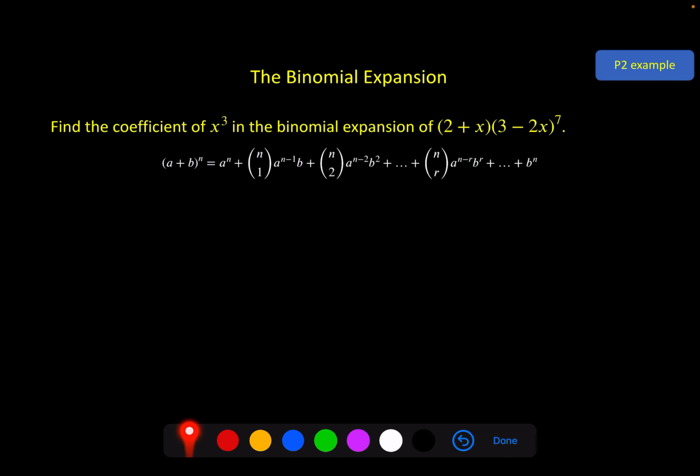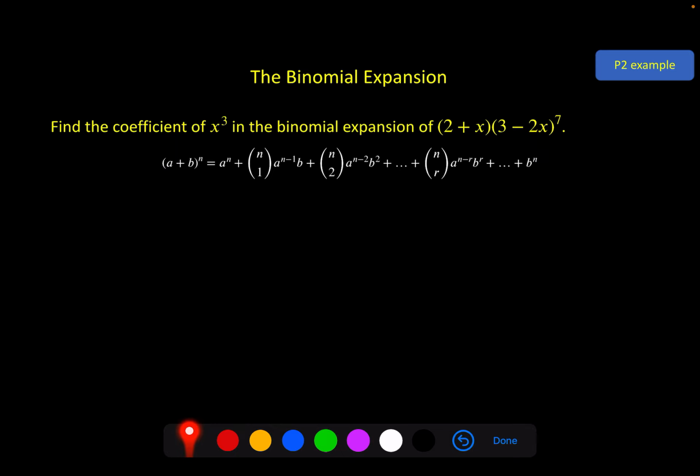A slightly more complicated question. Find the coefficient of x cubed in the binomial expansion of this. Well, we have an expansion we can do here, but then there's also a multiplying bracket in front. So on the surface you might think, oh well, we'll just find the x squared term in here and multiply it by x. But be careful, because the x cubed term in here multiplied by the 2 will also give you an x cubed term. So there are 2 x cubed terms that we will need to add together.